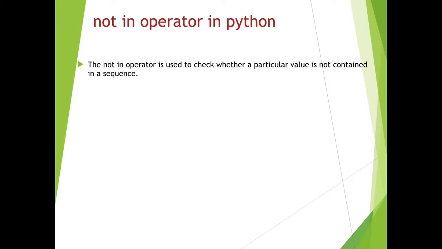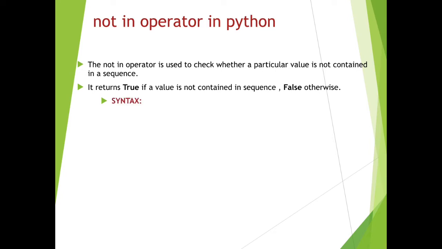The not in operator is used to check whether a particular value is not contained in a sequence or not. It will do the exact opposite of the in operator. If it is not contained, it will return true, and if it is contained in the sequence, then it will return false. What is the syntax? The syntax is value not in a particular list.